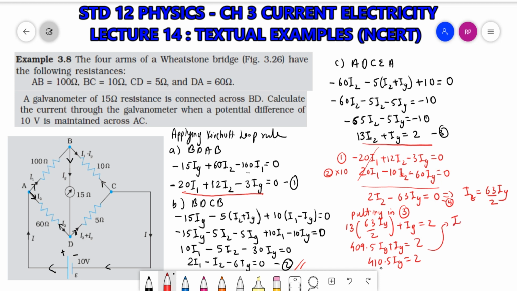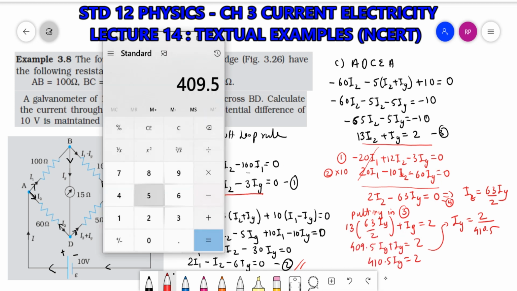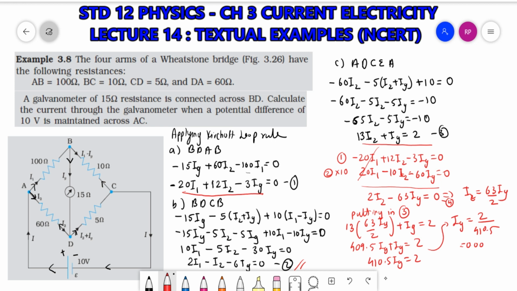So I will get IG is equal to 2 upon 410.5. Okay, so 2 divided by 410.5 is equal to 0.00487. Or I can write that IG is equal to 4.87 milliampere. This is the current flowing through the galvanometer.